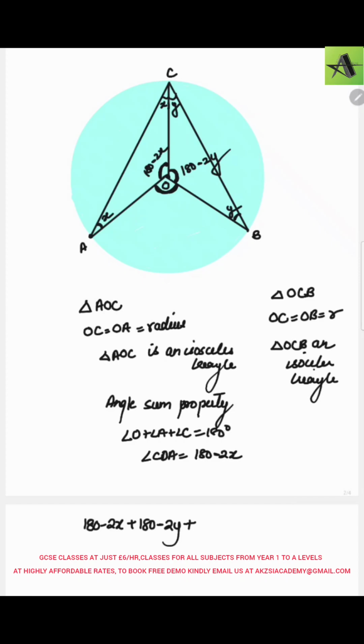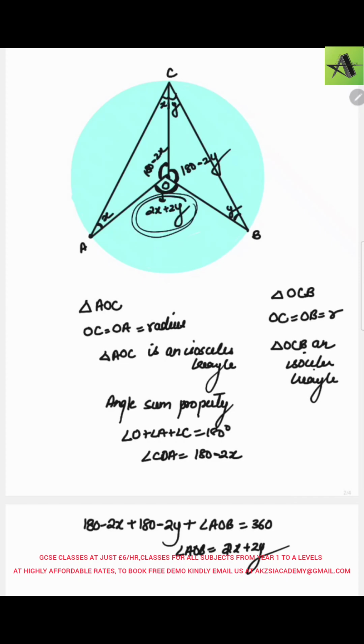Whatever I'm saying, look at the diagram and try to find what I'm saying. If I said AOB, see which angle is AOB. Angle AOB is equal to 360. So from here, angle AOB is equal to 360 minus 180 minus 2x, because you're subtracting. So 360 minus this whole will give you 2x plus 2y. So I got this angle as 2x plus 2y.